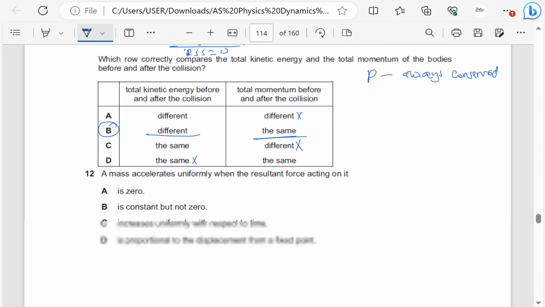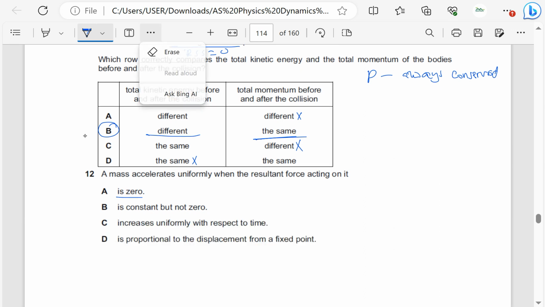Lastly, in part 12, a mass accelerates uniformly when the resultant force acting on it is 0. Sorry, you have to choose one of those.